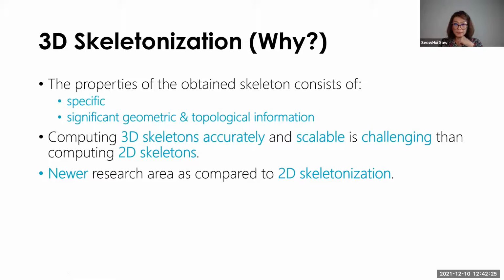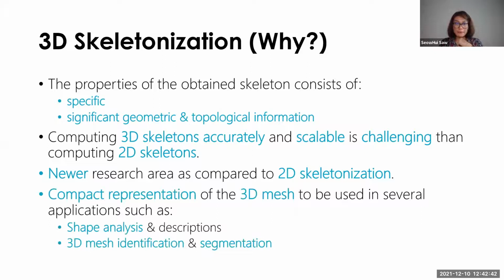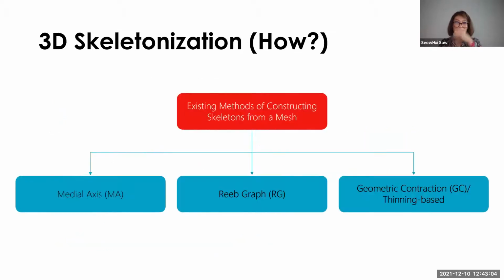Okay, and now, as I found out from a survey paper, they stated that 3D skeletonization is a newer research area as compared to 2D skeletonization, with many methods and applications having emerged recently. And finally, a 3D skeleton is not only an abstraction of the 3D mesh at the center line of the 3D mesh, but also a compact representation of the 3D mesh, which is used for 3D shape analysis, description, identification, and also segmentation, and also other applications that you will see.